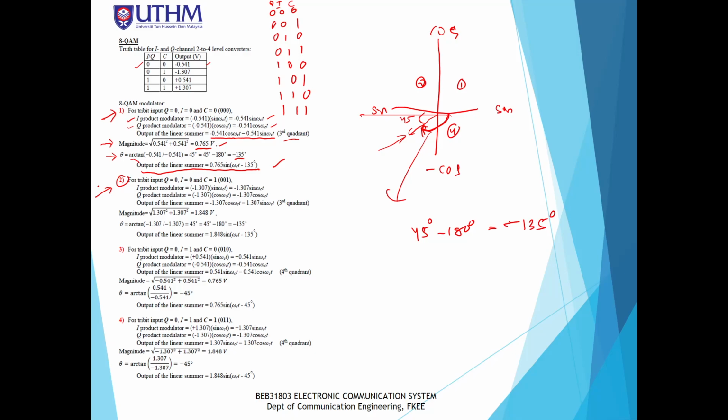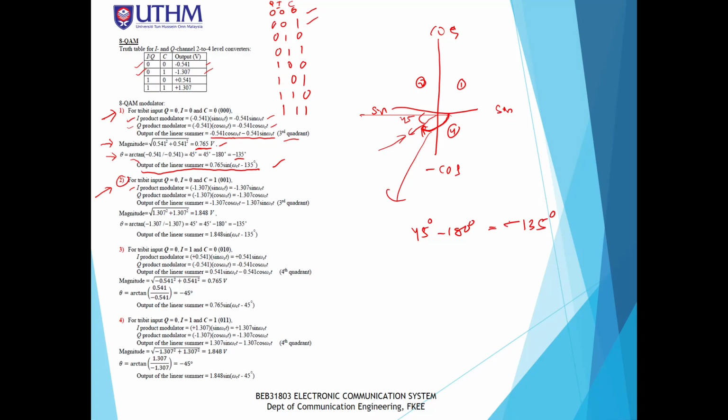Okay, so let's look at the next input, which is 010. Sorry, 001. We have seen 000. The next is 001, which means Q0, I0, and C is equal to 1. So in the I channel, it is going to be 0 and 1. If you see from the truth table, 0 and 1 is the second row. The output of the level converter is positive 1.307.